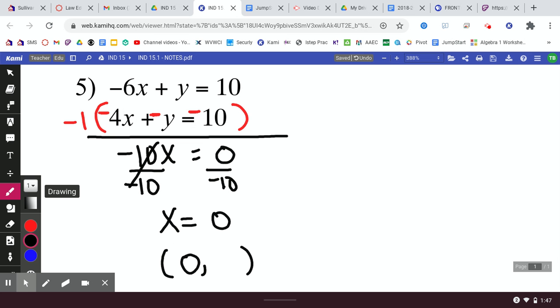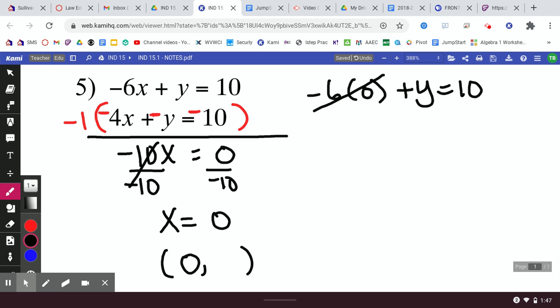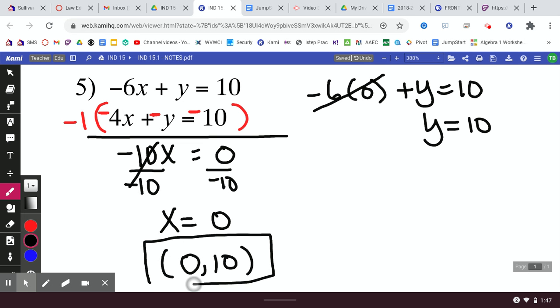And I'm going to plug into one of these equations to find my y. So I'm going to take that top equation, and I've got negative 6 times x, and now I know that x is 0. Negative 6x plus y equals 10. Well, 6 times 0 just goes away to 0, and I'm left with y equals 10. And so my y value, when my x is 0, my y is 10. And if I were to pull up Desmos and graph these two equations, they would cross at the point 0, 10.